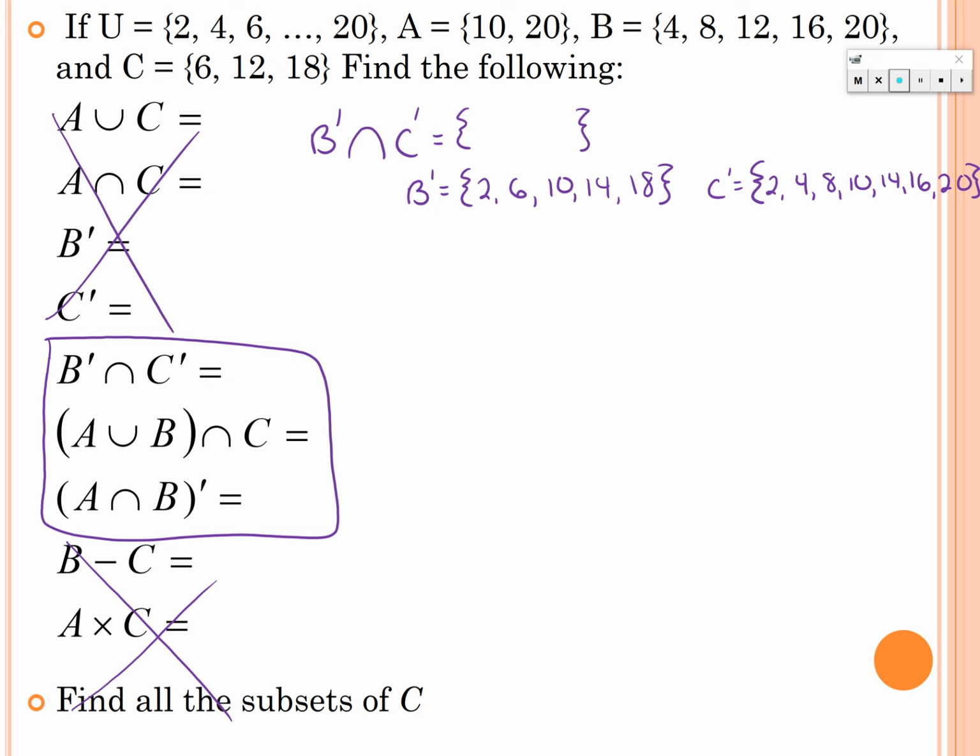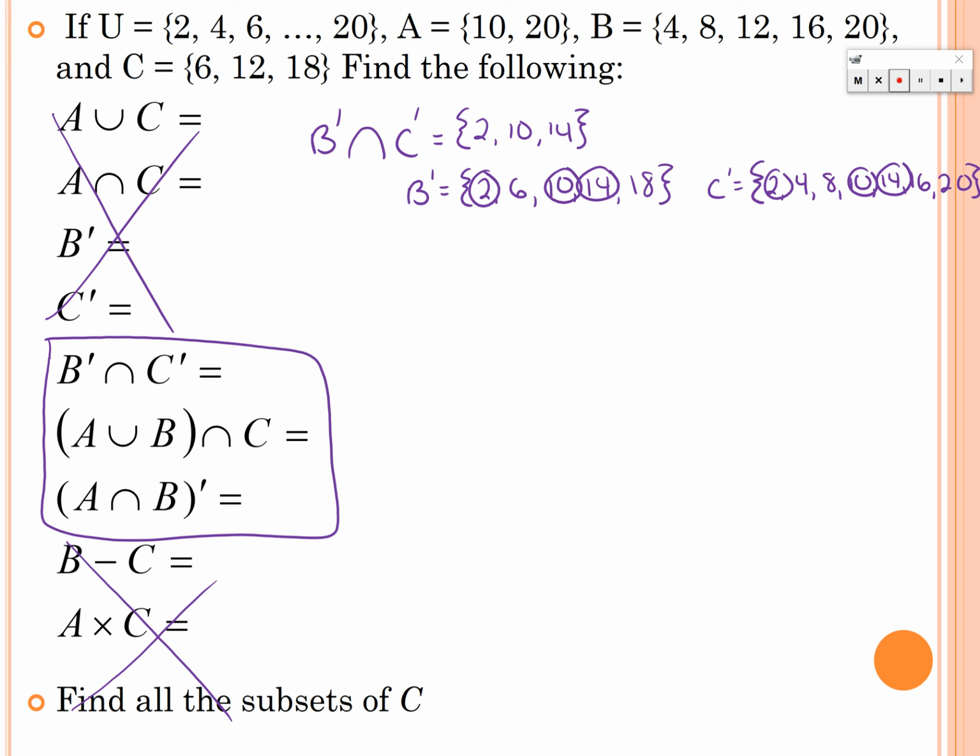Now for the intersection, what do they share? They share 2, they share 10, and they share 14. So when you start combining some set operations, that complement piece has to happen before an intersection or a union. You have to do the complement piece first.